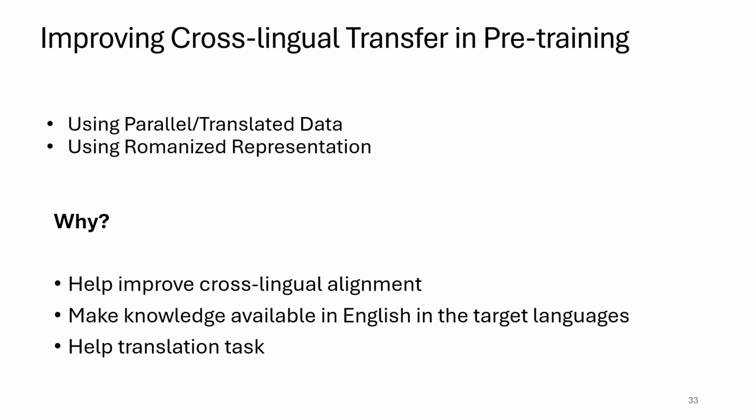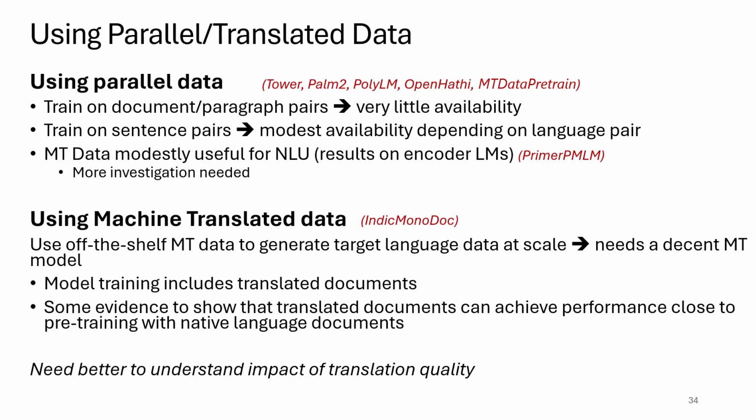And so surely translation task can help. So let's delve deeper. Using translation, parallel or translated data, how does this go? We can use parallel data in different forms. We can train on document or paragraph pairs. Of course, there is very little availability. Most of the parallel data is in the form of sentence pairs, and depending on the language pairs, the amount of data varies.